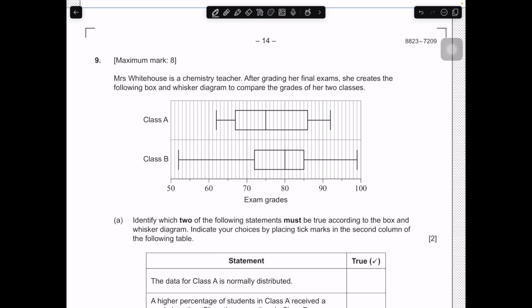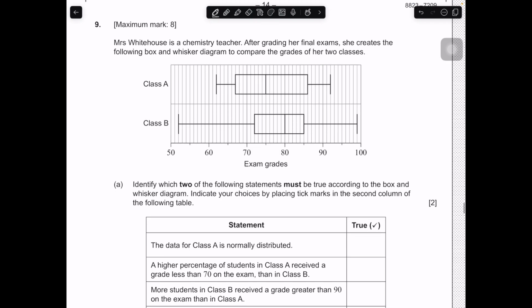Okay. Question 9. Miss Whitehouse is a chemistry teacher. After grading her final exam, she creates the following box and whisker diagram to compare the grades of her two classes. We have class A and class B. Identify which two of the following statements must be true according to the box and whisker diagram. Indicate your choices by placing tick marks in the second column of the following table.